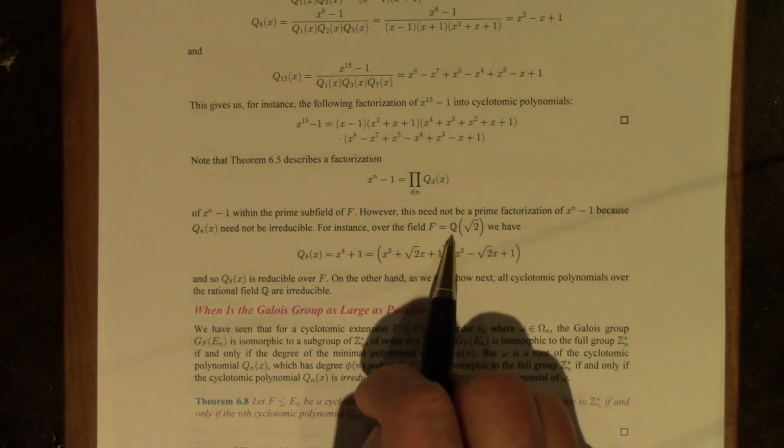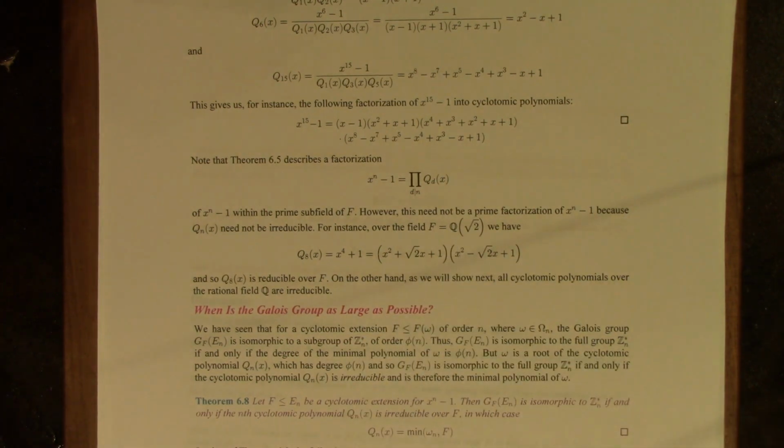Now you might wonder why I didn't find an example where F is Q, and the reason is there is none, because we're going to show next, actually, that all cyclotomic polynomials over the rational field are irreducible.